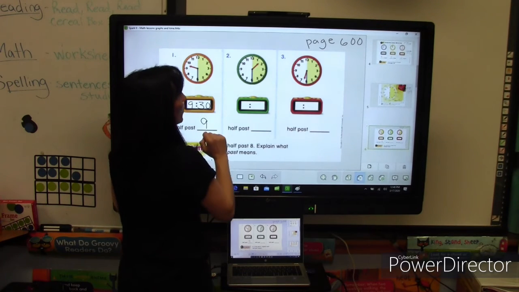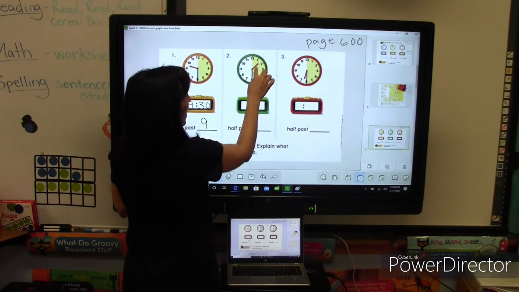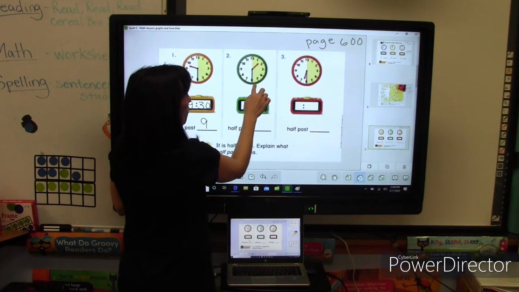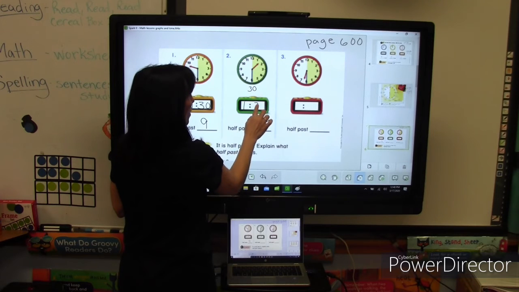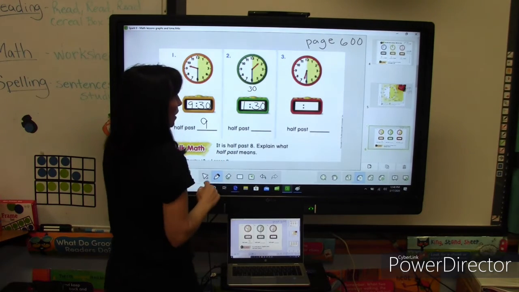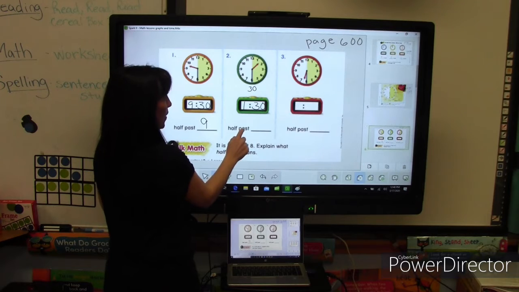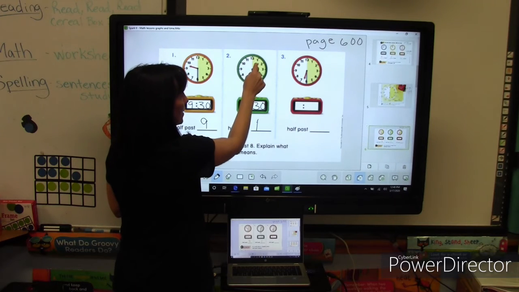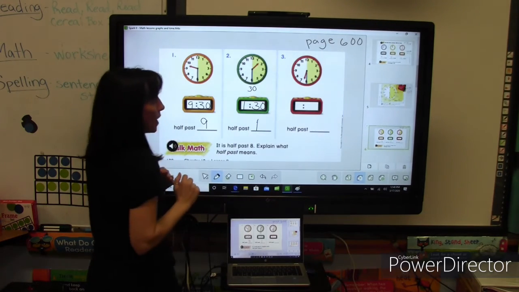Let's look at number 2. Our hour hand is not to the 2 yet, so we're going to back up and go to the 1. We know that when the time gets down to 6 on the minute hand, that this is worth 30. So I'm going to write 1:30. And our time is 1:30. Because again, the minute hand has moved halfway around the clock and the hour hand is past 1.